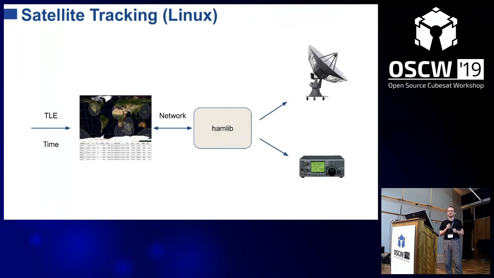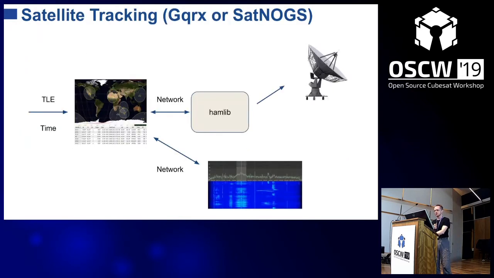And the network interface turned out to be very useful because when we wrote software-defined radios and wanted to replace the hardware-defined radios, we could simply plug into the network interface of the satellite tracking application. This is how GQRX works, and this is also how the SatNOGS network works when it's controlling the SDR devices. So we can actually run several devices in parallel.